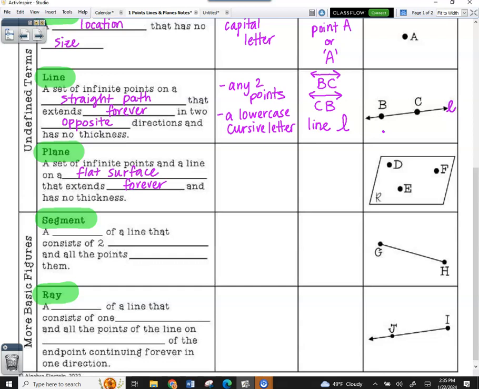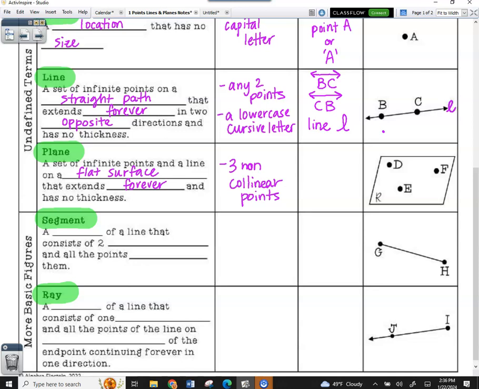All right, how do you name it? You use 3 non-collinear points. What word in math do you hear in collinear? Line. Very good.